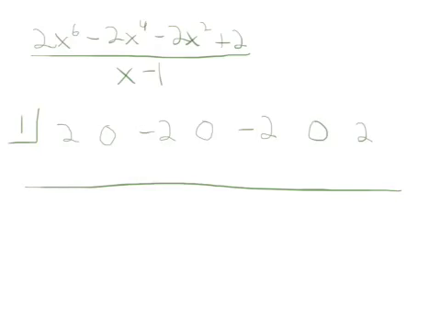For this problem, we are told to find the quotient when the polynomial 2x to the 6th minus 2x to the 4th minus 2x cubed plus 2 is divided by x minus 1. Make sure you know your terms: dividend, divisor, and quotient. The dividend is the top part, the divisor is what you're dividing by, and the quotient is essentially the answer.